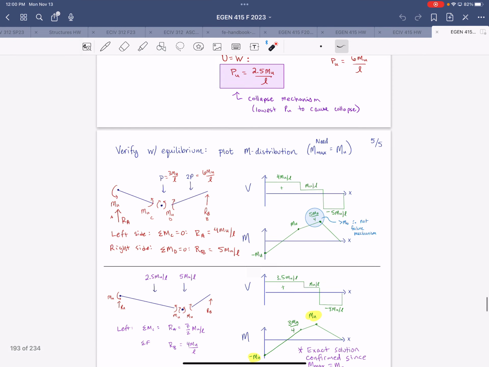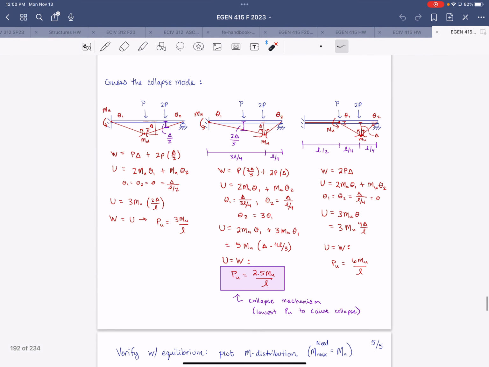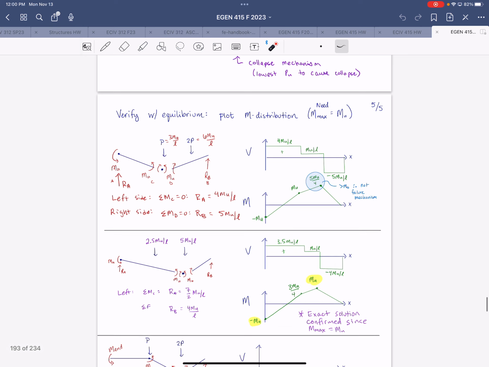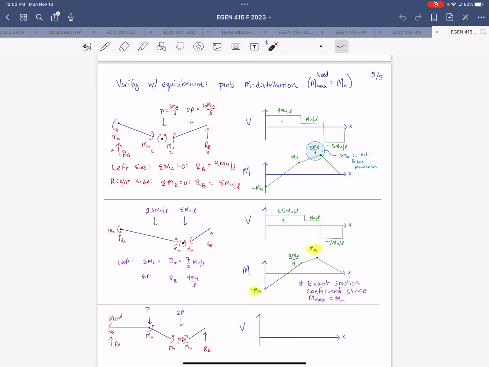This was comparing, as a refresher, these three different collapse modes. We already went through the energy method to identify which one is going to be the true mechanism for collapse, and that's the one that generates the lowest value for P to cause collapse. Then I said that we can verify this with equilibrium, and that involves plotting the shear and moment diagrams.